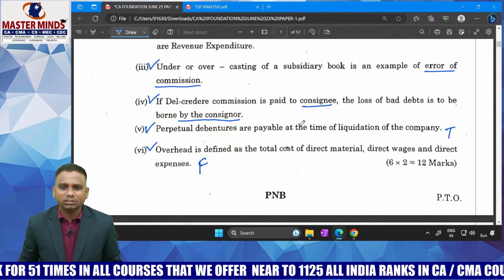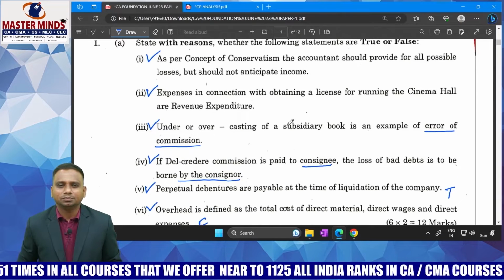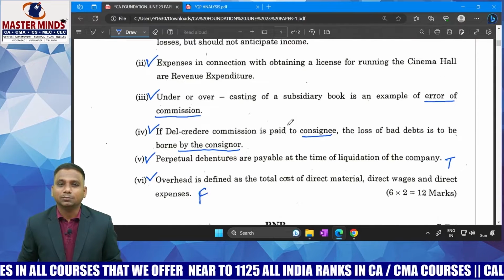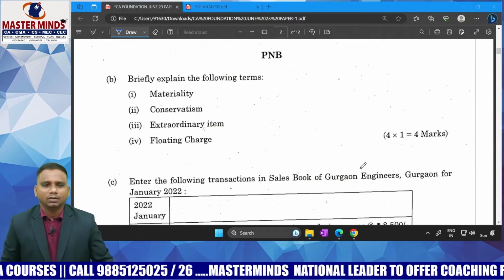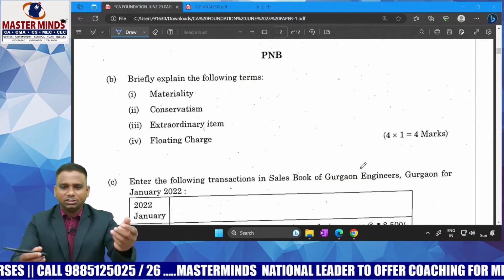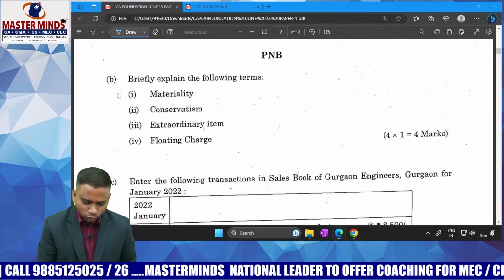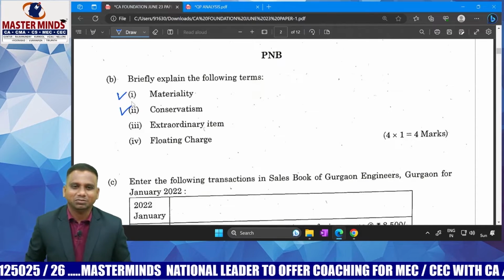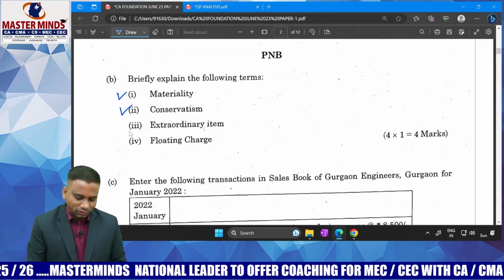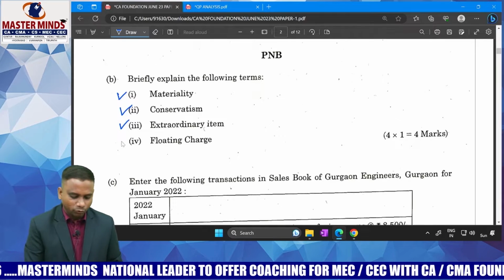So, this question is very easy. Yes or no? When you are conceptually good, then this question is easy for us. Next question, look at this. This is also an easy one. What is it? These two are the materiality concept and the conservatism concept. Very easy for us. And next, extraordinary items and floating charge.